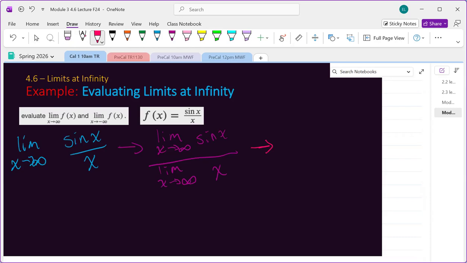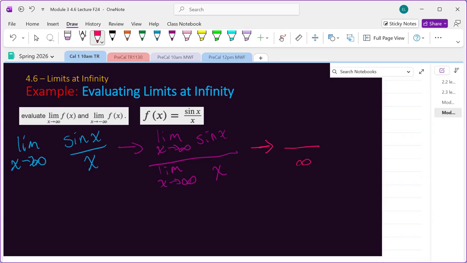So on the bottom, that one's more familiar. As x approaches infinity, what does x do? Also approaches infinity. So on the bottom, we're heading towards infinity. Now, what happens on top? Yes, the limit as x approaches infinity of sine x does not exist.